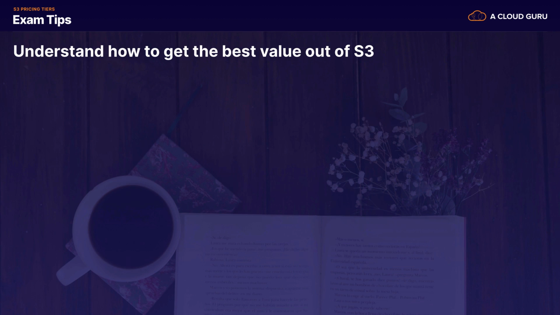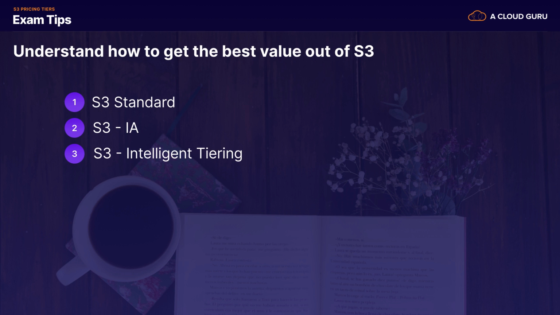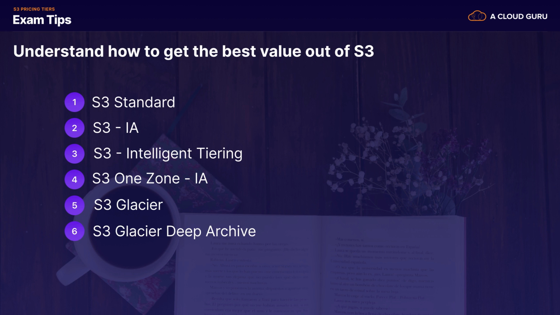So onto my exam tips. You need to understand how to get the best value out of S3. As we saw, the most expensive tier is S3 Standard. We then have S3 Infrequently Accessed, and you probably want to use S3 Intelligent-Tiering because it takes advantage of S3 Standard as well as S3 Infrequently Accessed. Then if you want to save even more money, we go down to S3 One Zone Infrequently Accessed. If you want to go cheaper, you go down to Glacier, and then you go down to S3 Glacier Deep Archive. So in a way, it's pretty simple.